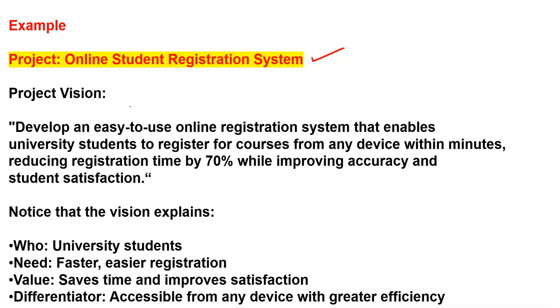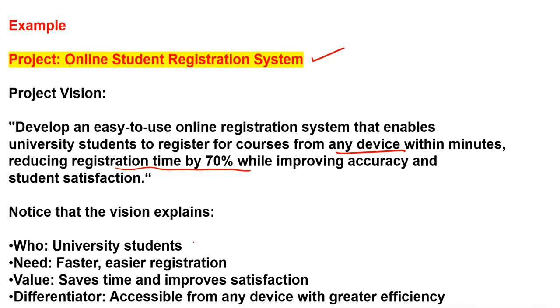It should be very clear and concise. Develop an easy to use online registration system that enables university students to register for courses from any device within minutes, reducing registration time by 70% while improving accuracy and student satisfaction. When you read this vision statement, I think each and every point will be clear about what we are going to do. Notice that the vision explains the 4 points which we had discussed in our previous slide.